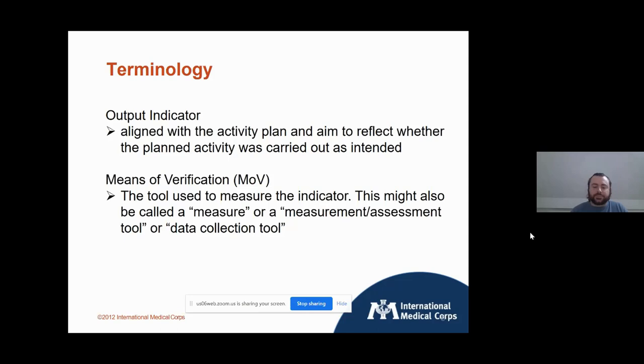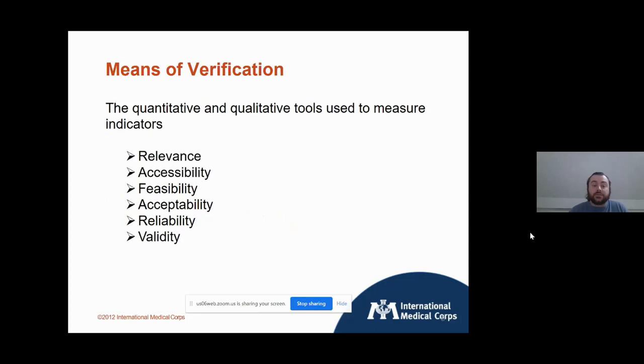When choosing and using means of verification, this can be done either quantitatively or qualitatively. We look through these six topics to ensure that the means of verification are the right fit for the services in the program that we are employing and for measuring the impact and the success of those interventions. We look at relevance, accessibility, feasibility, acceptability, reliability, and validity of these tools.